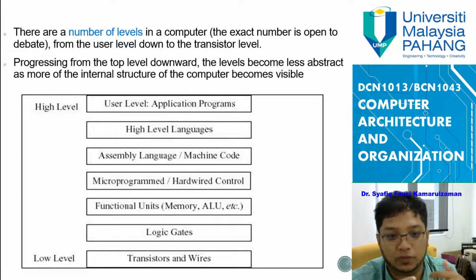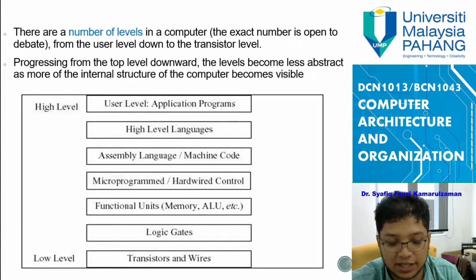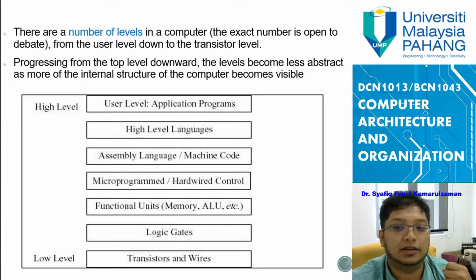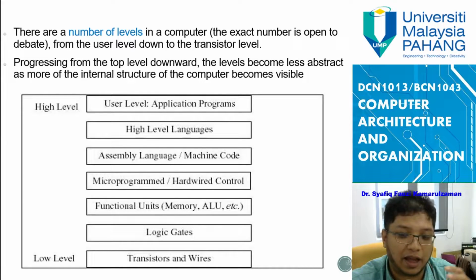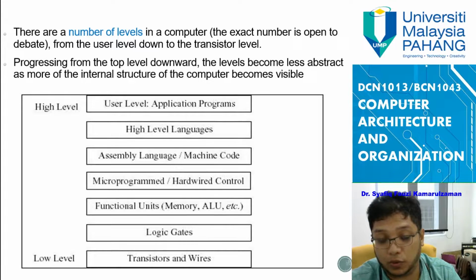Then you have functional units. Functional units are the memory and the ALU, the circuits that create the memory and the ALU. Then you have the logic gates, which are a lot of components that create the memory. And finally, at the bottom we have the transistors and wires.